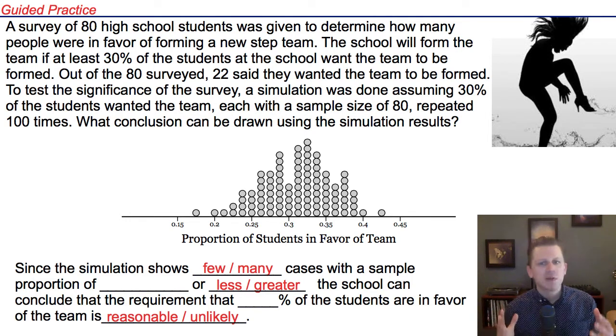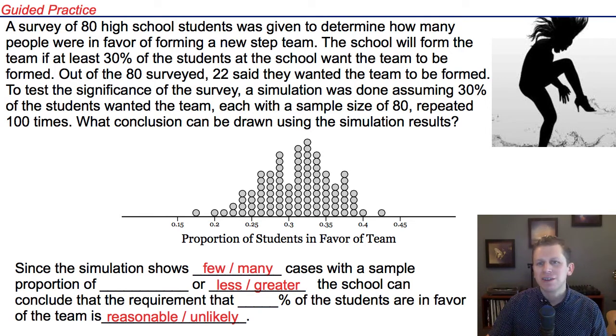So in a problem like this, we have to understand a few things. First, the computer simulation is already done for us. That's what's represented right here. We don't have to actually do the simulation. The results are shown here. The second thing we have to understand is what each of these little dots represent. Each one of these dots represents a trial of one computer simulation.